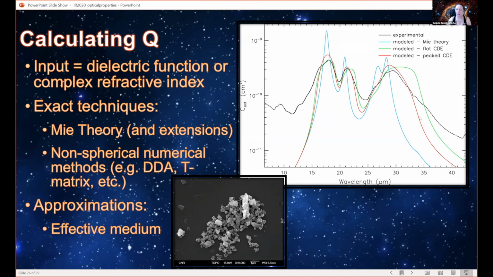So you've got to be really careful about saying, oh, this shape that I'm seeing in my spectrum, it's because of grain size, it's because of grain shape, it's because of composition. It could be any of those. And so there needs to be a little bit of care taken when we say, oh, it's got to be this.